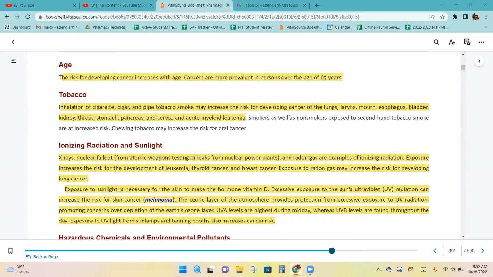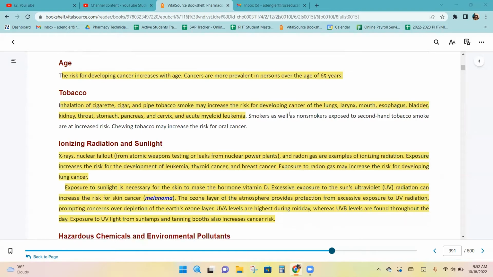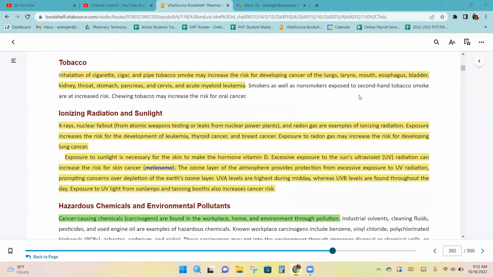X-rays, nuclear fallout from atomic weapons testing or leaks from nuclear power plants, and radon gas are examples of ionizing radiation. Exposure increases the risk for the development of leukemia, thyroid cancer, and breast cancer. Exposure to radon gas may increase the risk for developing lung cancer.